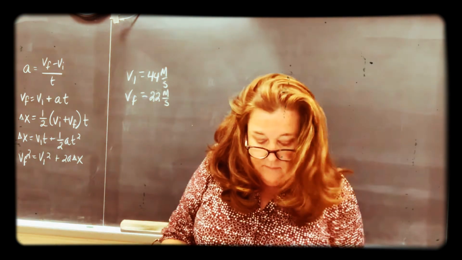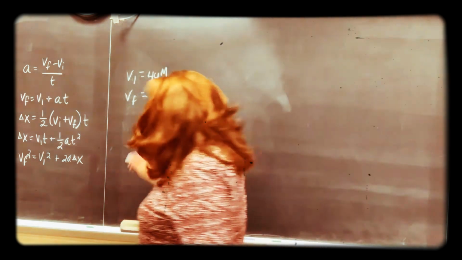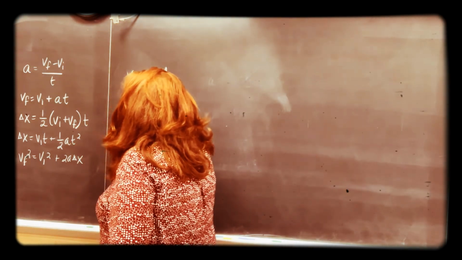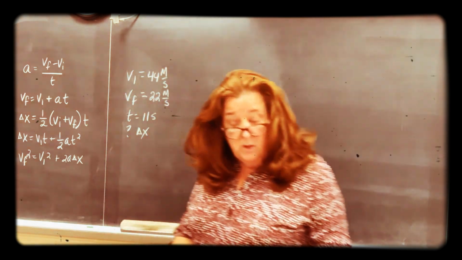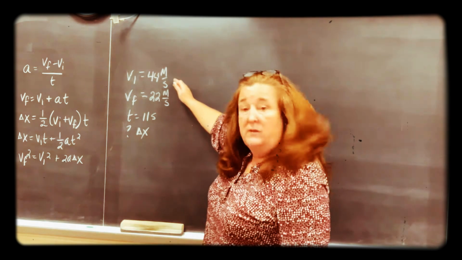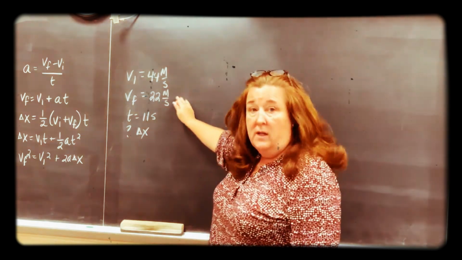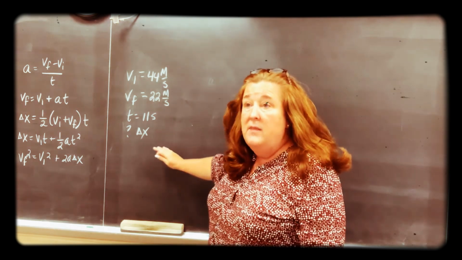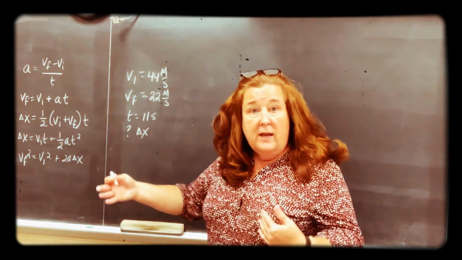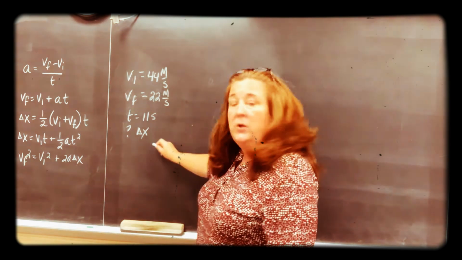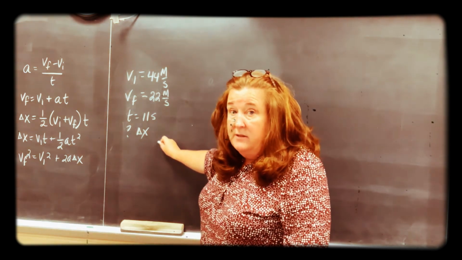And it says it's doing this over 11 seconds, so that's the time. And they want to know how far does it travel during this amount of time. So this is the initial velocity of the race car. This is the final velocity of the race car for this particular amount of time, and it's taking 11 seconds to do that. And they want to know how far has it gone. So we have VI, we have VF, we have T, and we're looking for X. This one has X in it.